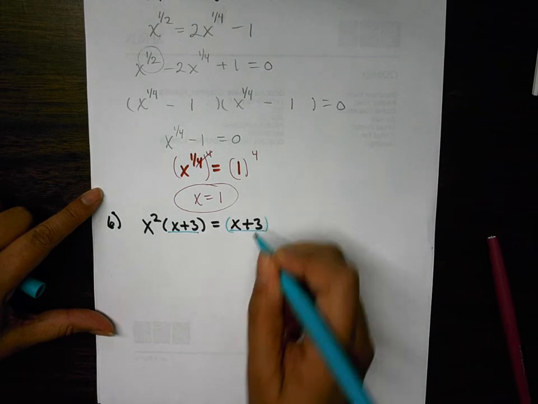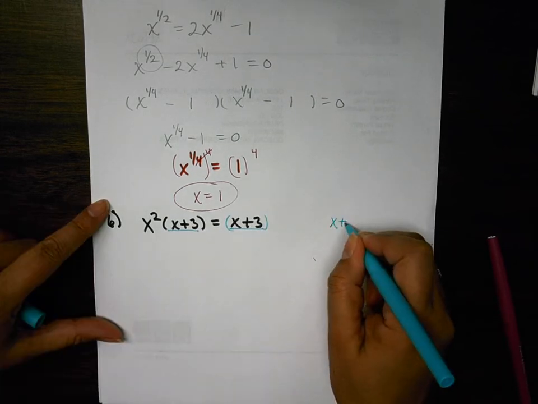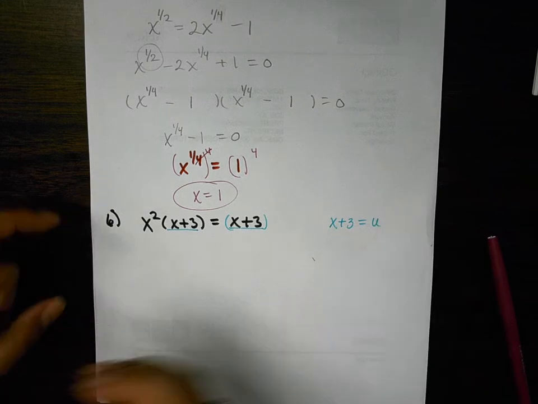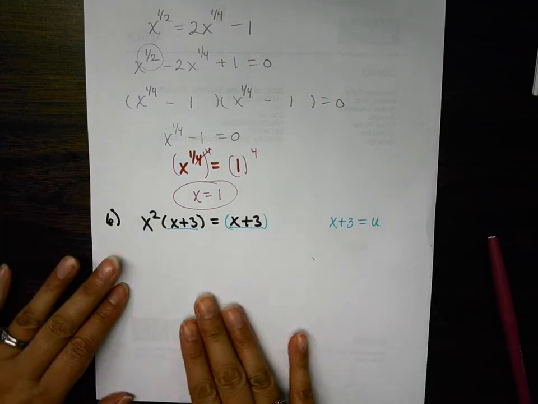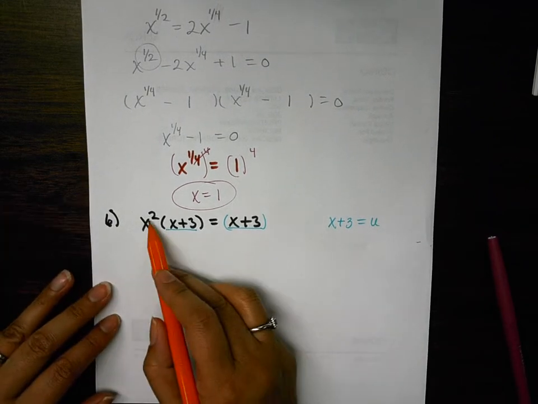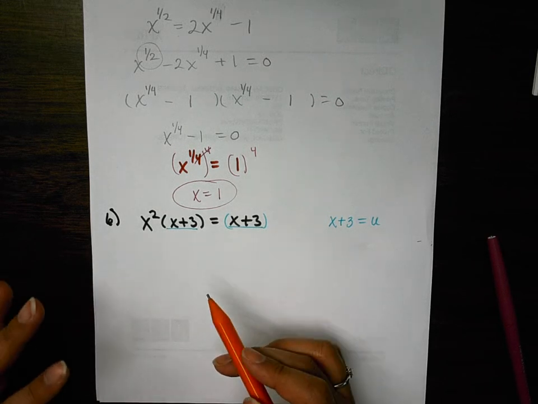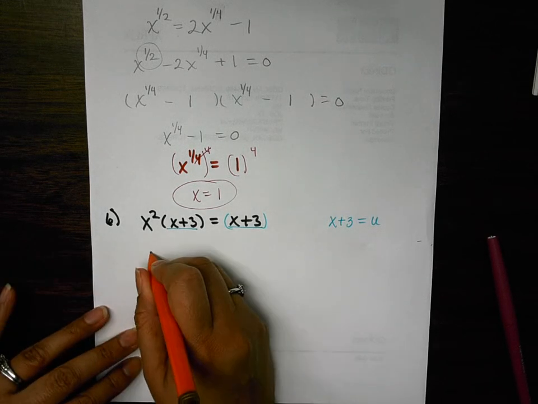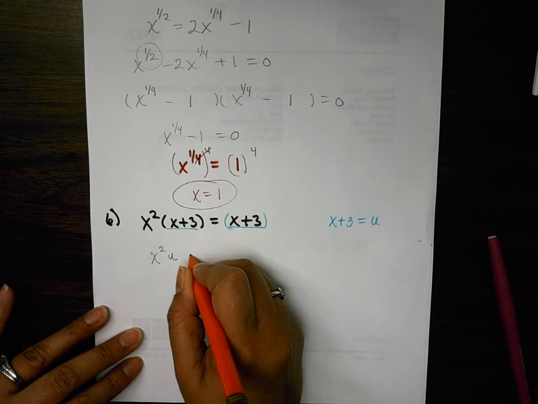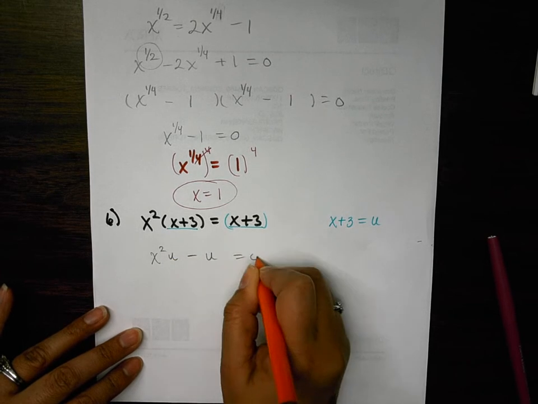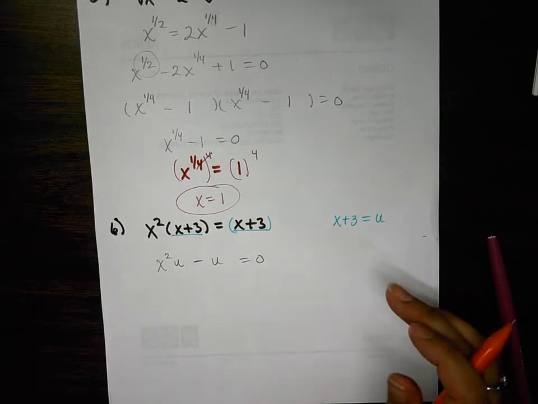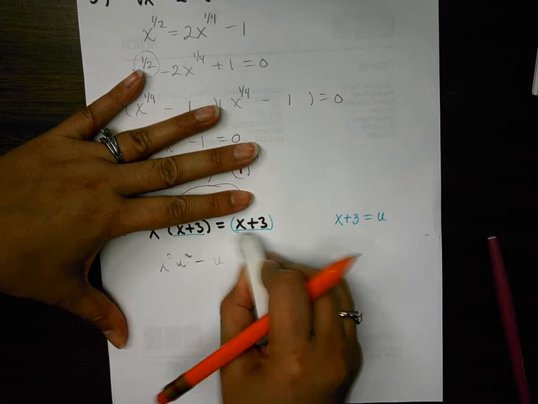Do you see that these two are the same? Yes or no? Yes. Call them both U. Because right now, if you distribute your x squared, subtract the x, subtract the 3, you're not going to have the tools to factor that. So call them both U. x squared U, take away U, equals 0.